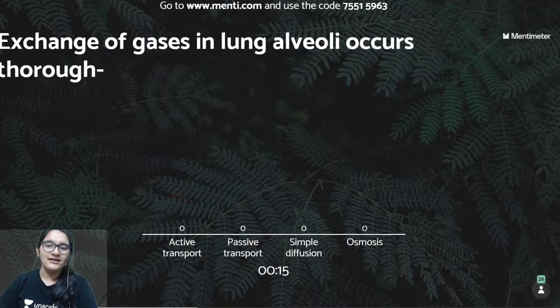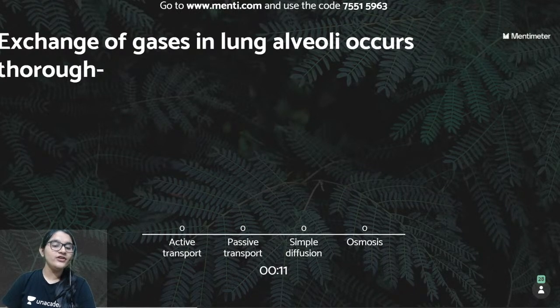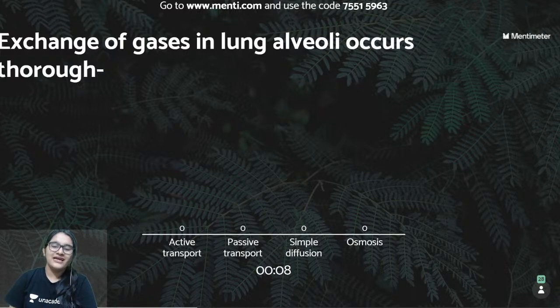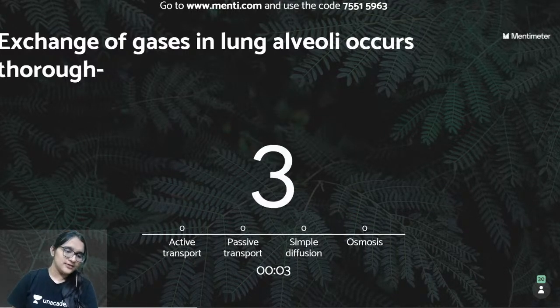Exchange of gases in lung alveoli occurs through what? Active transport? Do you require ATP for it? Is it passive? It is just happening? Is it simple diffusion? Is it osmosis? What is it?